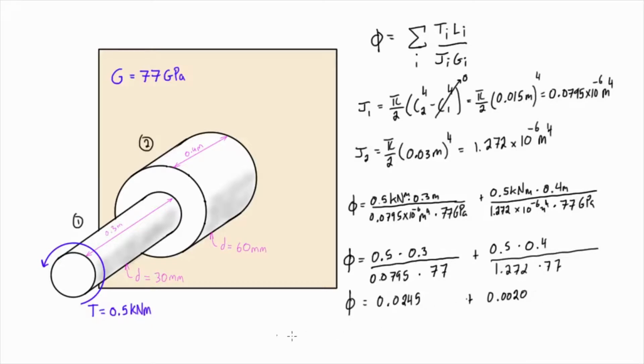If we add those up together, we find that our angle of twist is equal to 0.0265 radians. So that is the angle of twist at this free end. If you're curious and want to figure out what that is in degrees, all we have to do is multiply by our factor, 180 degrees over pi radians. This gives us the angle of twist at that free end of 1.52 degrees.